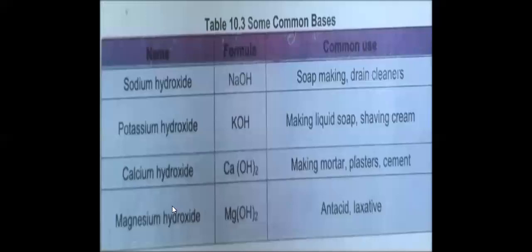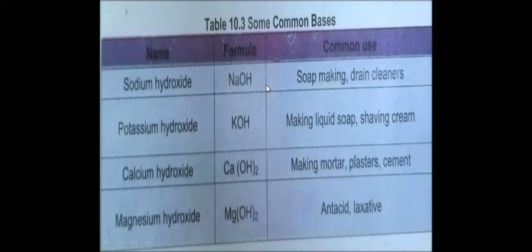Some common bases are sodium hydroxide, potassium hydroxide, calcium hydroxide, and magnesium hydroxide. You can see that all these substances are composed of a hydroxyl group, and upon ionization or in solution, they will give hydroxyl ions. So according to the Arrhenius concept, all these are bases.